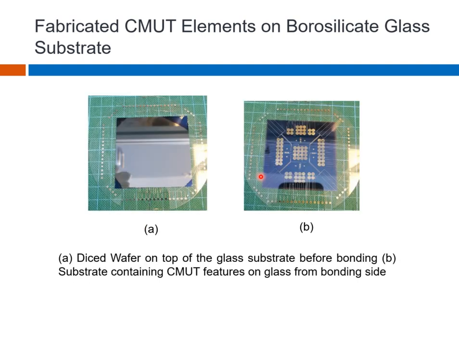Here are some pictures. We have a diced silicon wafer on a glass wafer, which is the packing material, and you can see those connection pads. To expose those connection pads, we have to dice it, so that's why it is square. In the other figure, you can see from the rear side the CMUT patterns. Those are the bottom electrodes, which are connected to the external connection pads, to which the wires are bonded later on with silver epoxies for impedance measurements.